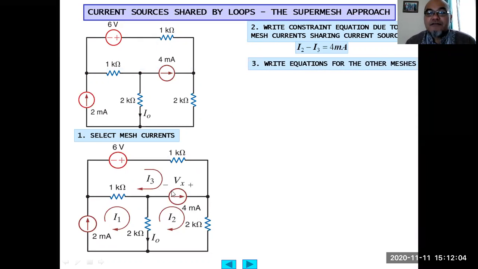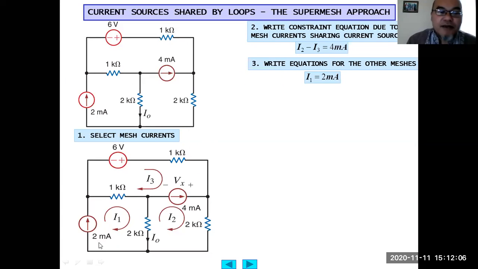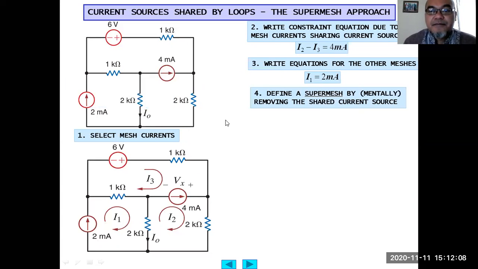Then we write the equation for the other meshes: I1 equals 2 milliampere. Then we define a supermesh by mentally removing the shared current source.